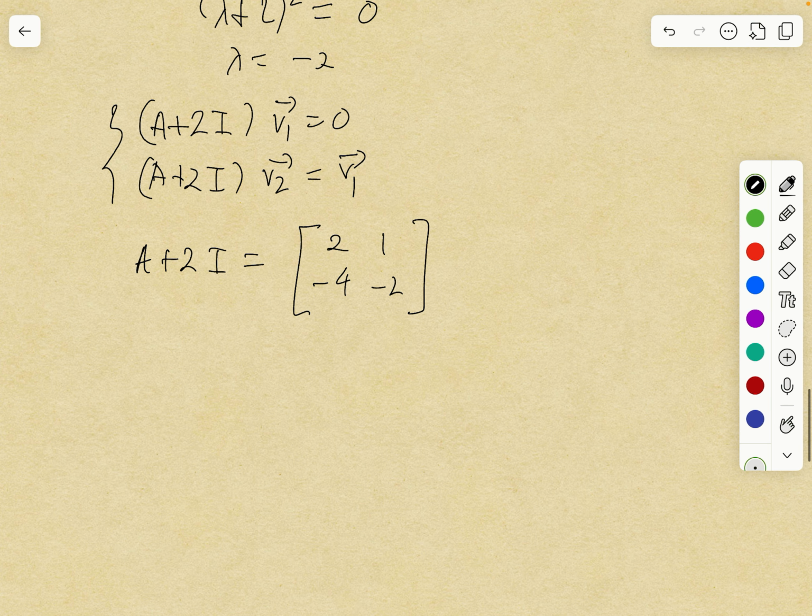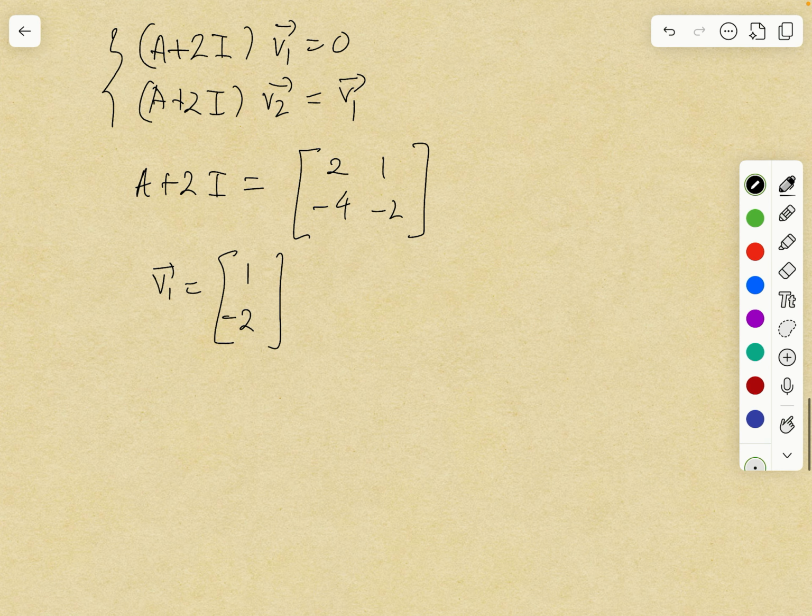So to find an eigenvector, we just need to find a vector in the null space, so we can just swap the 2 and the 1, so you get 1 and 2, and stick in the minus sign, right? So this matrix times V1 will give you the 0 vector, and then to find V2, we have to solve (A plus 2I), that's this matrix, times V2 equals V1.